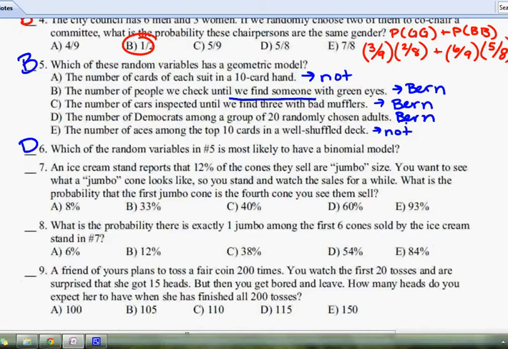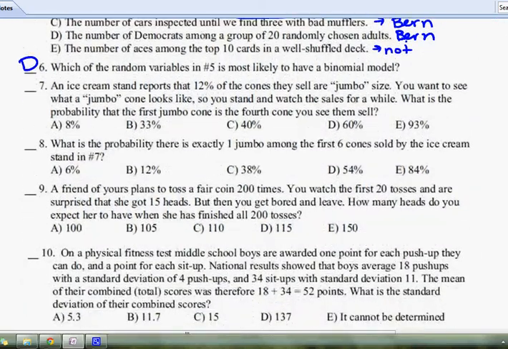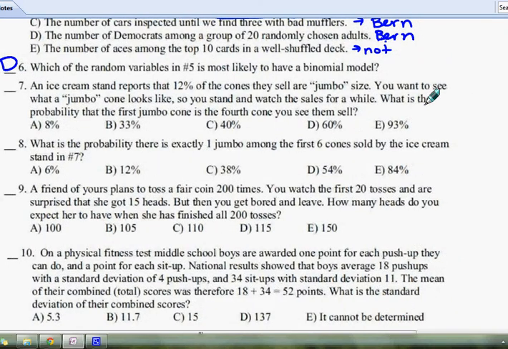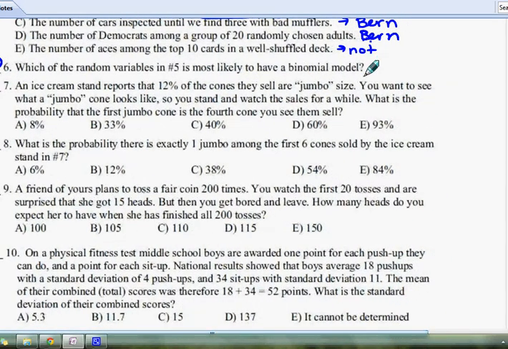Okay, moving on to number 7. We want to find the probability that the 4th cone you see is the first jumbo. So what we're looking for here is the probability that the event happens on the 4th cone. This is a geometric because it is looking until something occurs, and it's for one specific one, so geometric PDF, success 1.2, going until the 4th event. That is going to give me A.